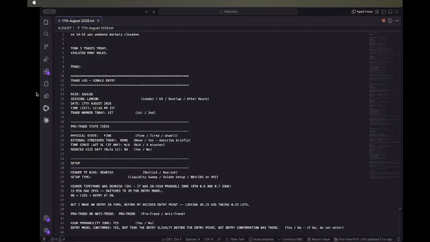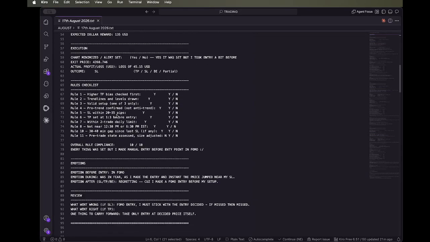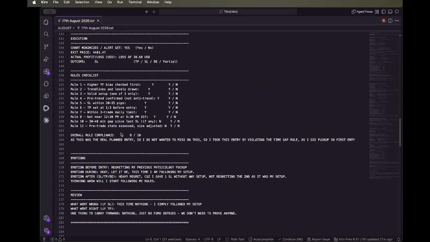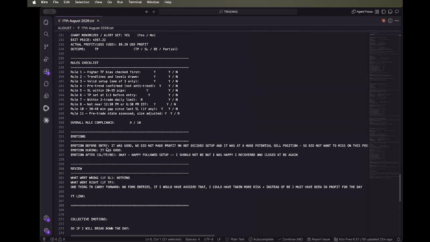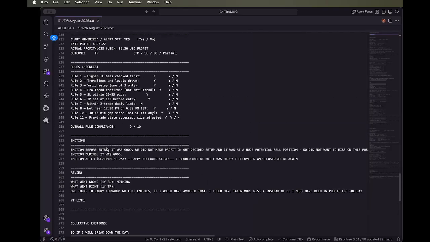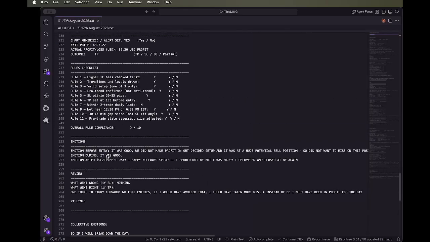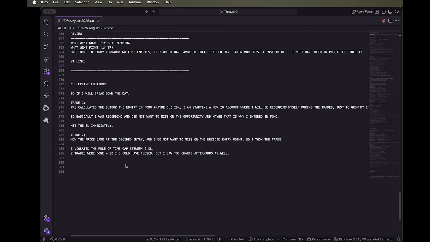That was my trading day, and I have logged the same. So I took 3 trades today, violated some rules, and then I just followed the new template which we have decided: trade 1, trade 2, and trade 3, along with all the entry models, along with all the rules that were followed and that were violated, and along with the overall collective emotions for the day.